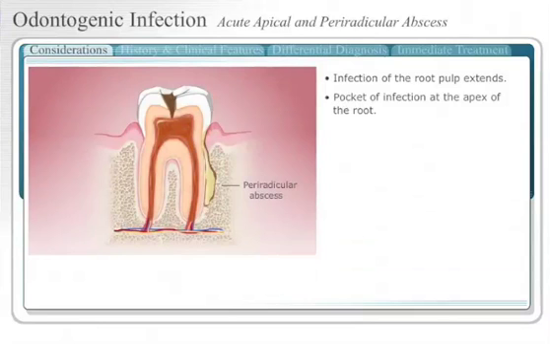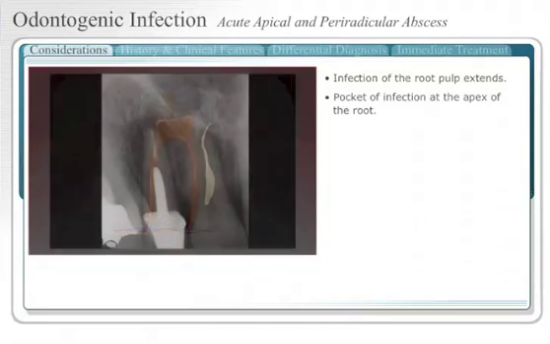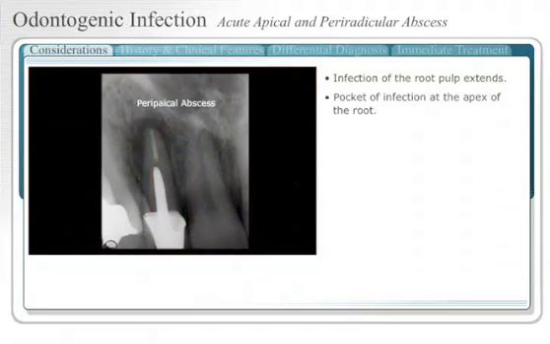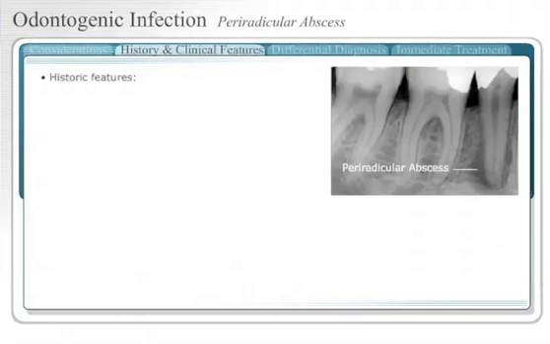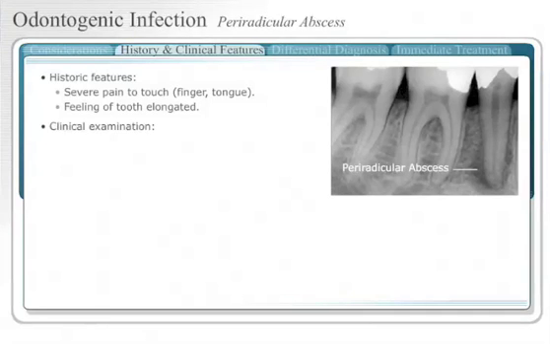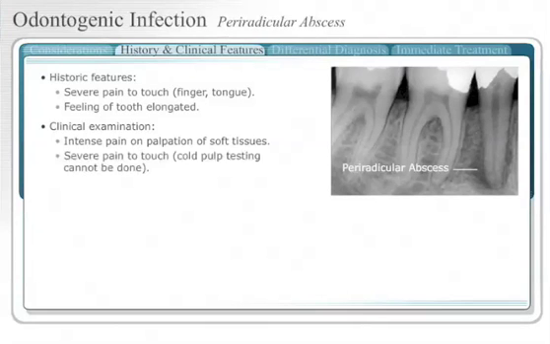Periradicular abscess is similar, but implies that the infection is surrounding the length of the root. The history of acute abscesses involves severe pain to touch and the feeling that the tooth is elongated. Clinical examination reveals intense pain on palpation of soft tissue. The pain to touch is severe, and cold pulp testing cannot be done.